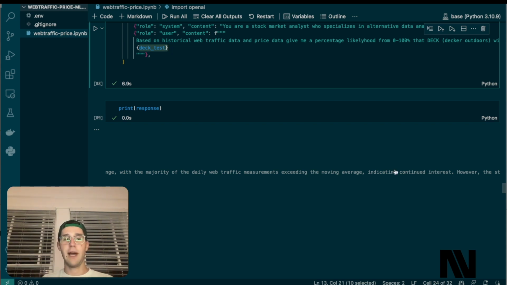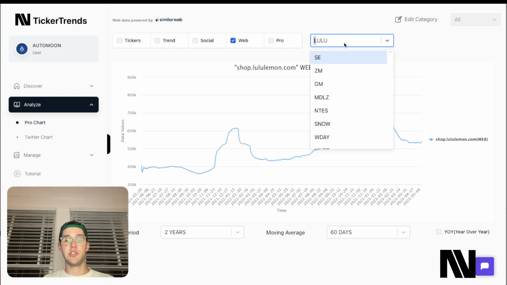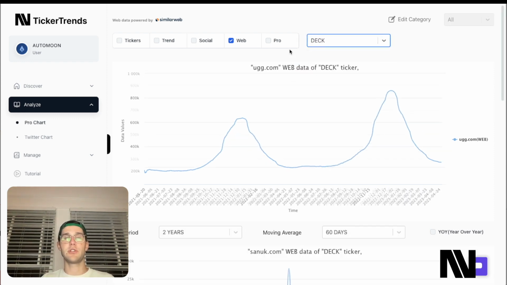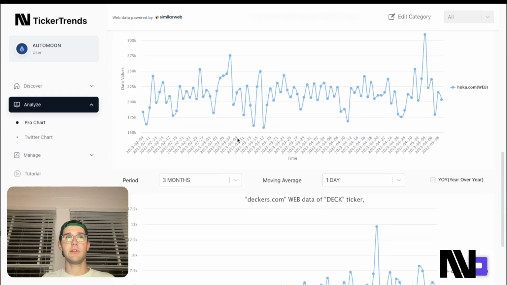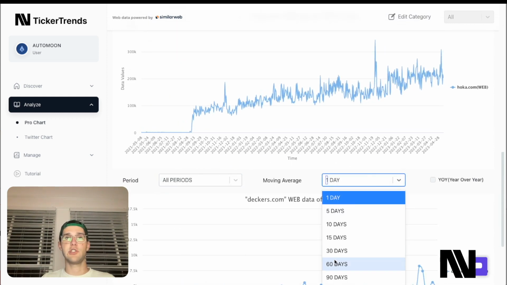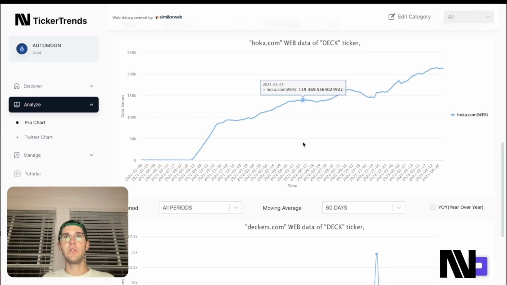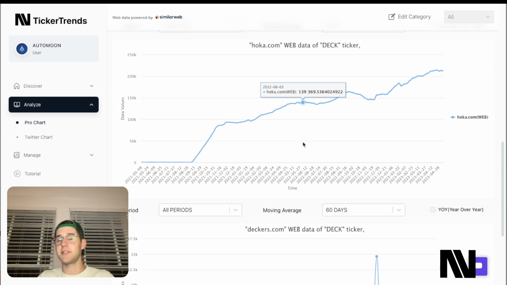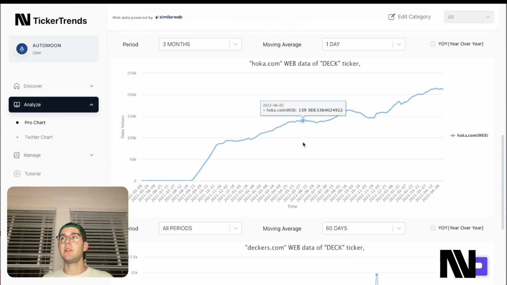So if we go back to Ticker Trends, and we check this data for ourselves, we can search Decker Outdoors, and then we can look at Hoka, which is the website that ChatGPT was analyzing. You can see here that it's done wildly successful. So it's cool because instead of us having to go look at the data physically or even come to a conclusion ourselves, we can have ChatGPT almost as a second opinion, or we can use it for automated analysis, maybe for an automated strategy or algorithm if we really wanted to.